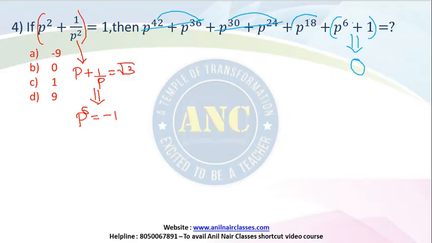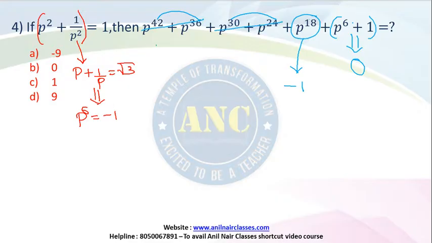Now p power 18 is nothing but p power 6 into 3. It is an odd multiple of 6, right? Because it is an odd multiple of 6, I can say that the answer for this question is minus 1. Check it out, sir. Minus 1 is not given in the answer options. Did I make any mistake?